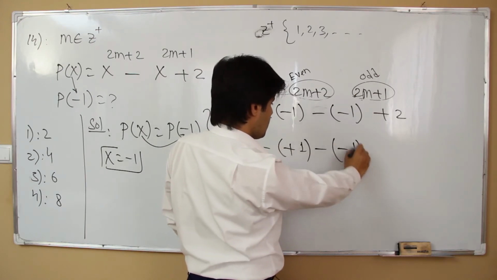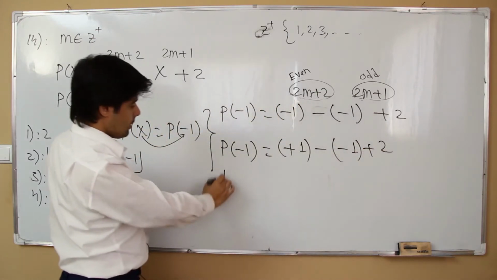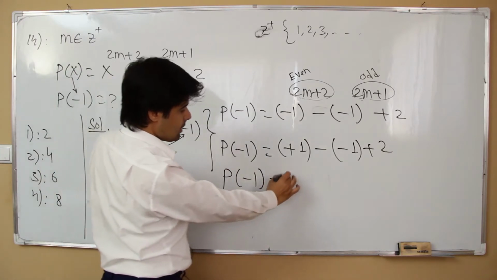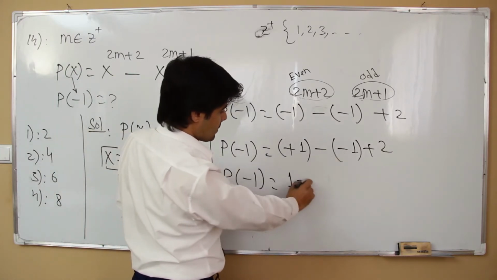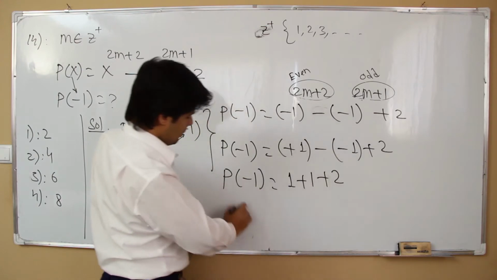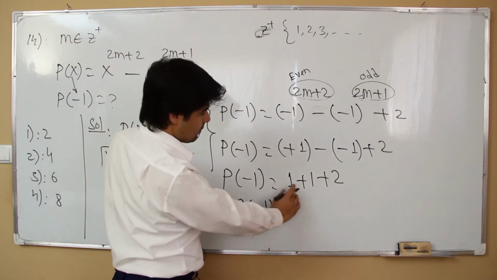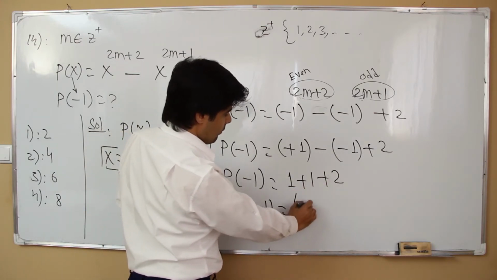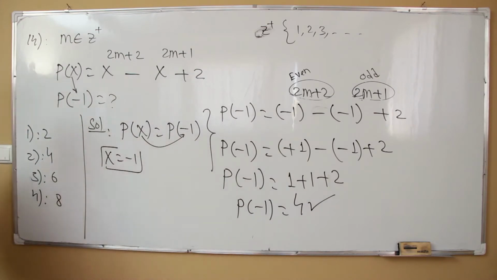It is 1. Plus 2. Now p minus 1 is plus 1 minus minus plus 1 plus 2. P minus 1 is 1, 1, 2, 2 with 2, 4. Number 2.